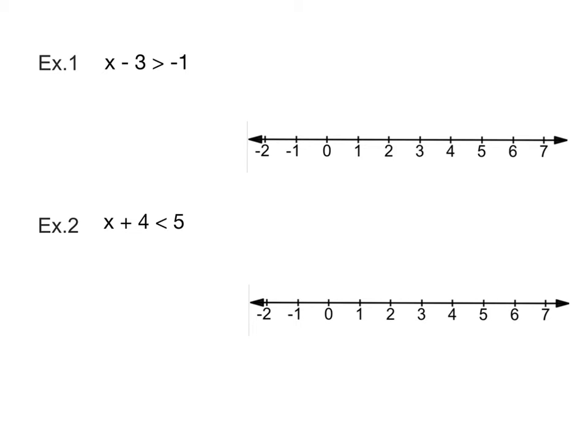Now let's look at some inequalities that need some work done to them. The first example here is x minus 3 is greater than negative 1. To solve an inequality, just pretend that the inequality symbol is an equal sign. We want to move everything away from the x, get it by itself. X is currently being subtracted by 3, so I want to do the opposite and add 3 to both sides. Now, keeping that same symbol, I find that x is greater than negative 1 plus 3, which is 2.